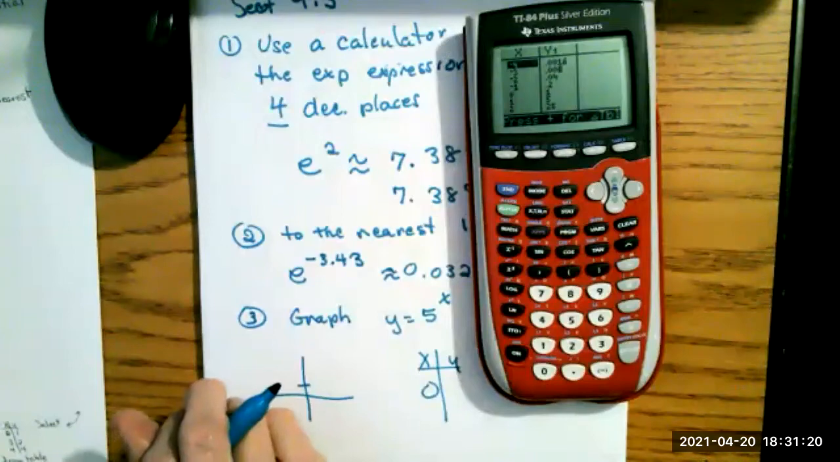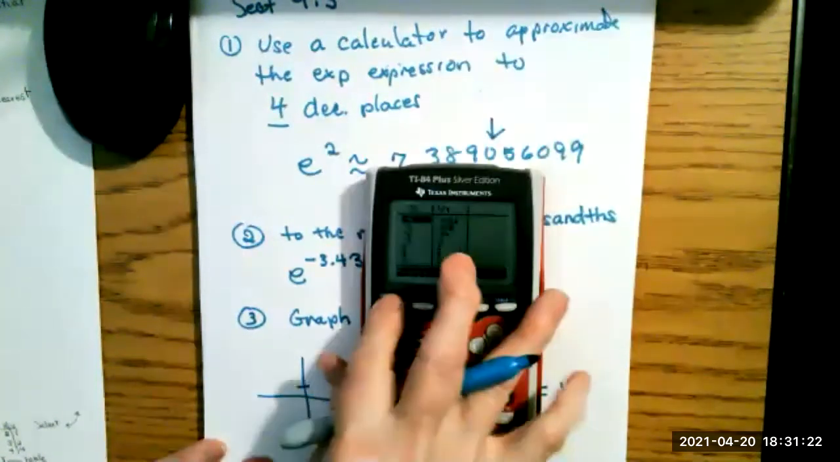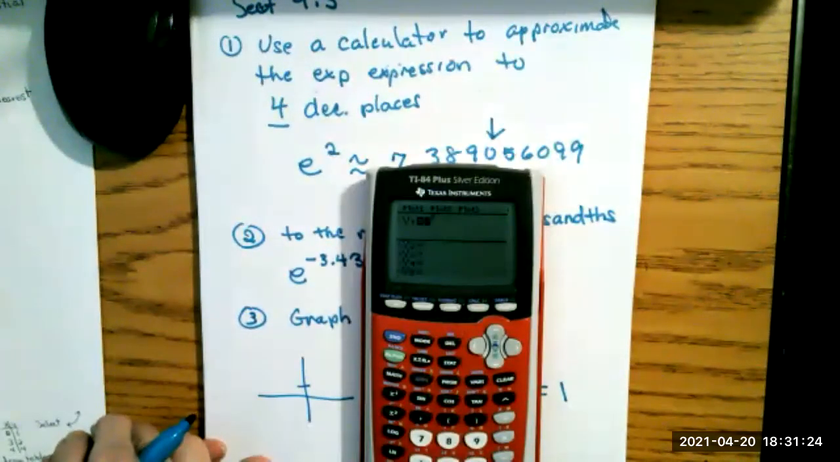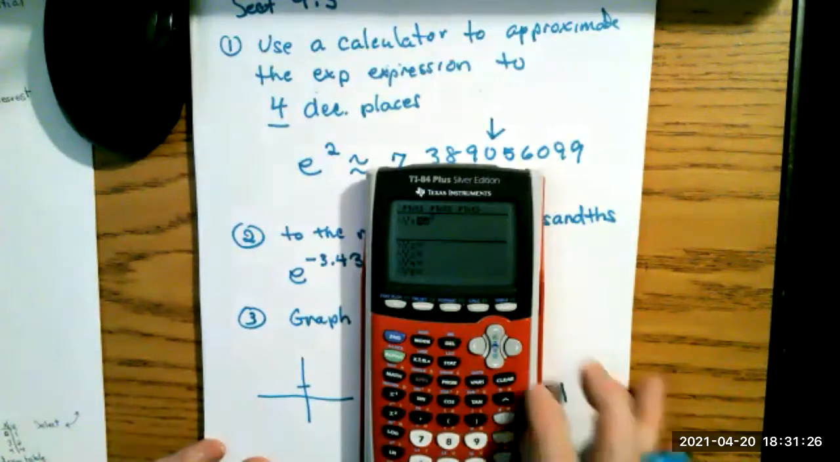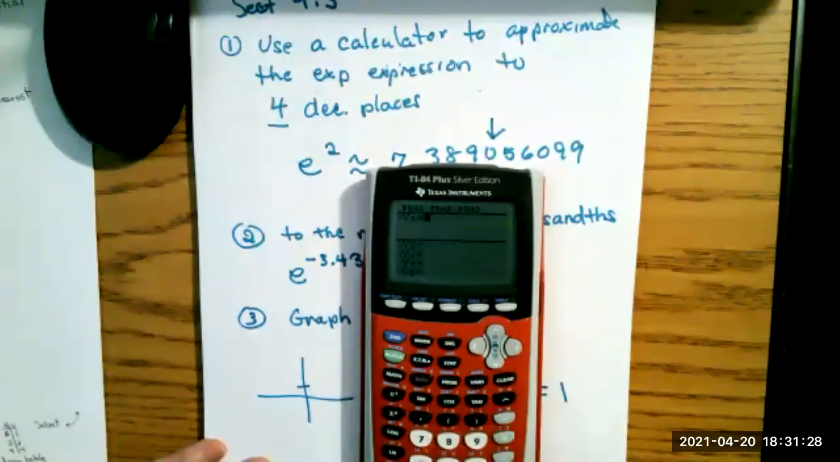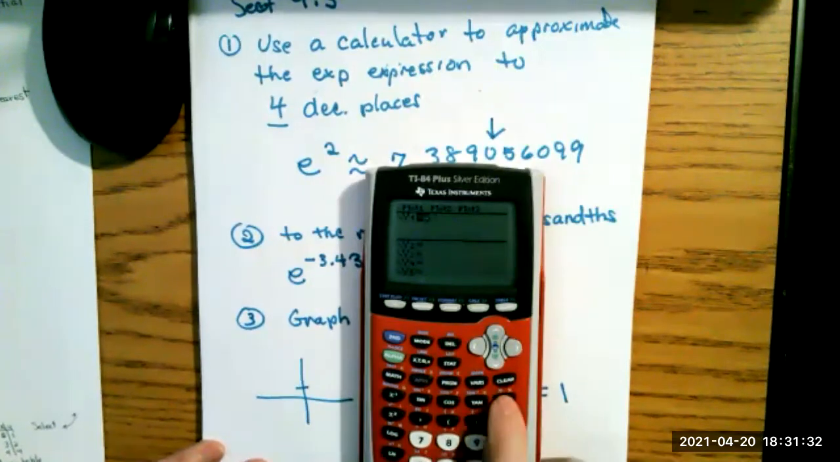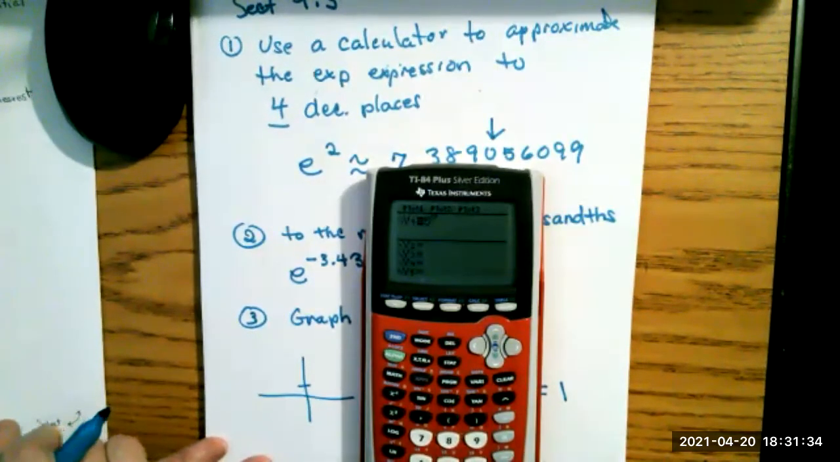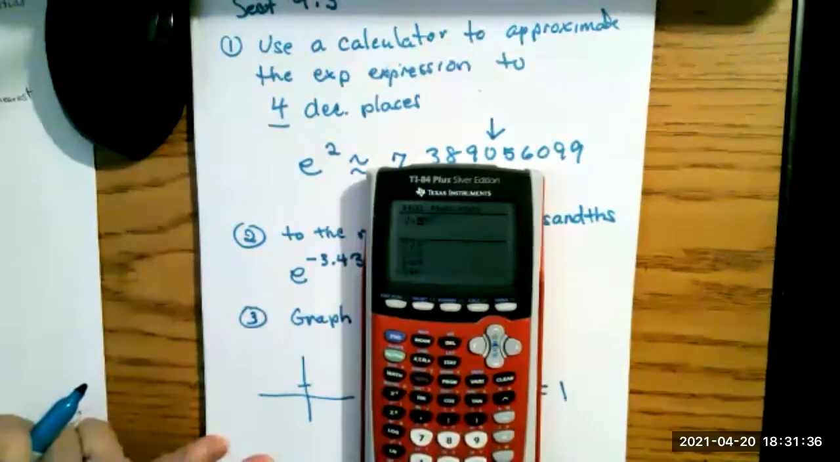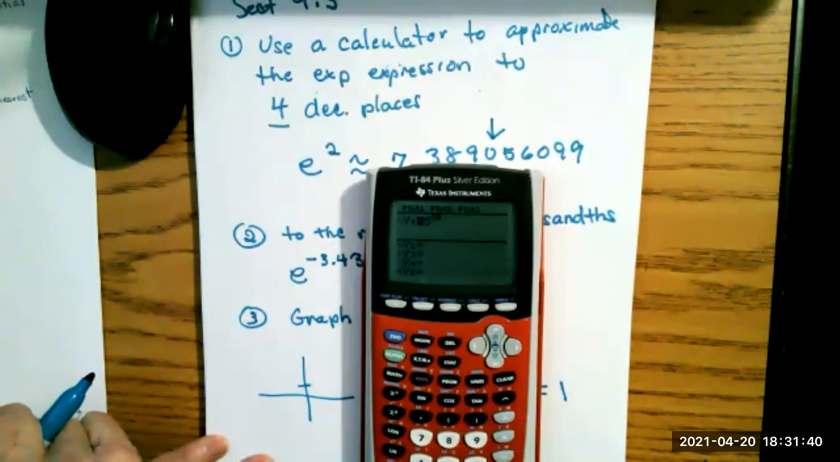Can you show again where you get the 5 to the x? I can't find the key. In y equals, put in the 5, then do the caret that's above the divided by sign. Caret. Okay, I was looking for the key, like am I going crazy? To the x. Okay.